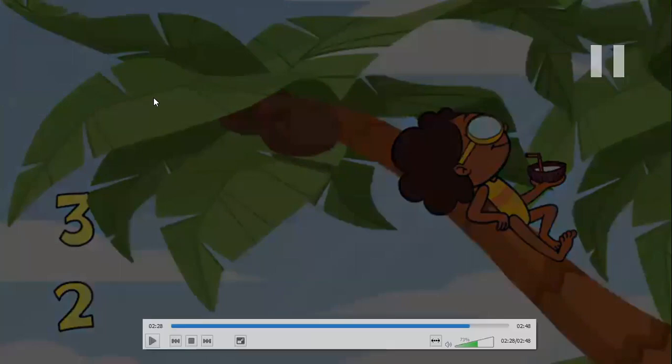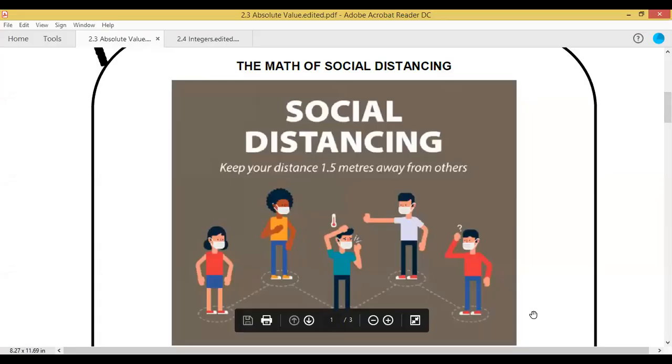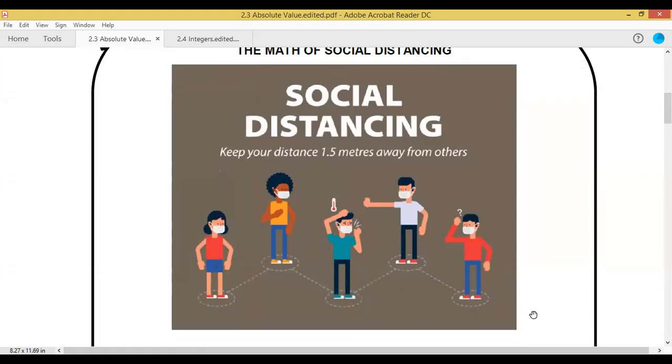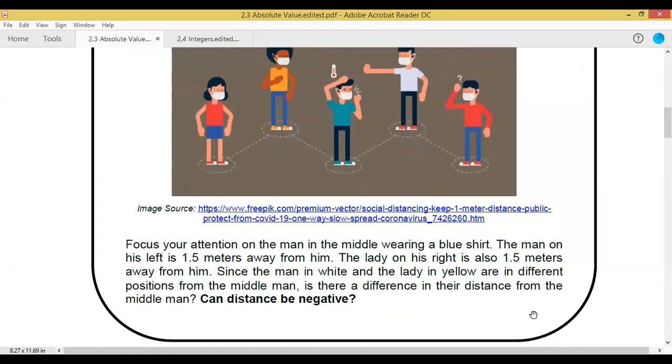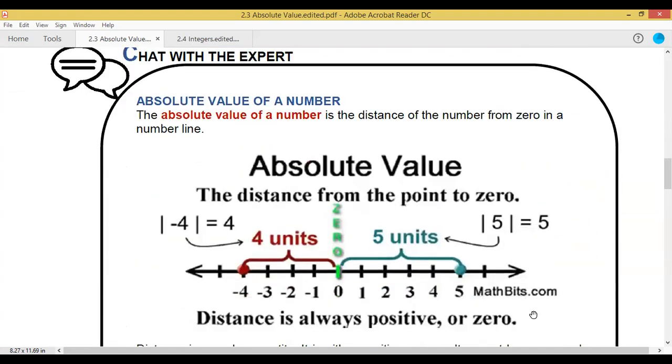Now let's continue our talk about absolute value. The song says that to find the absolute value, you just take away the sign. So it means that it's always positive. There's no negative absolute value.